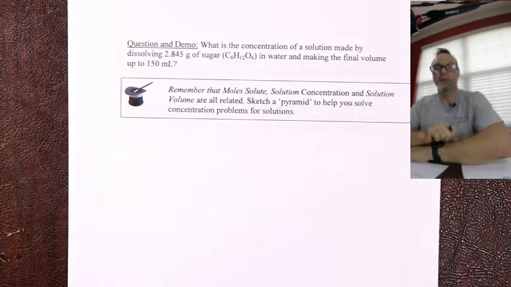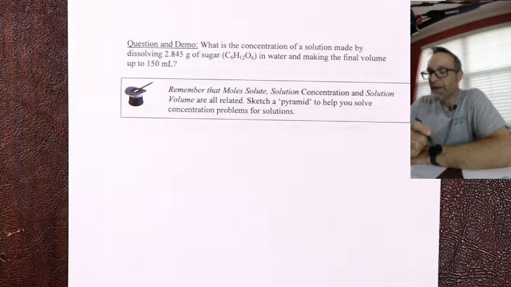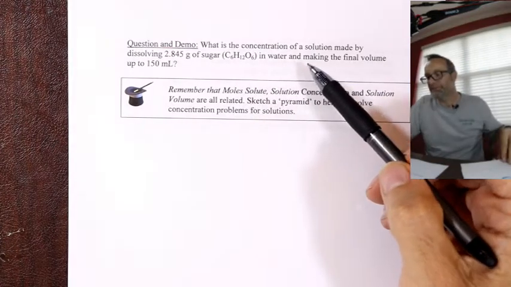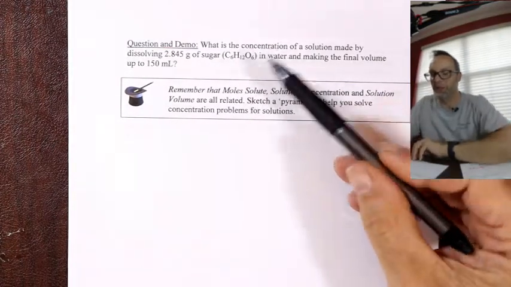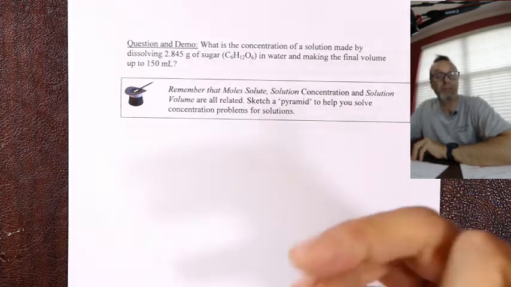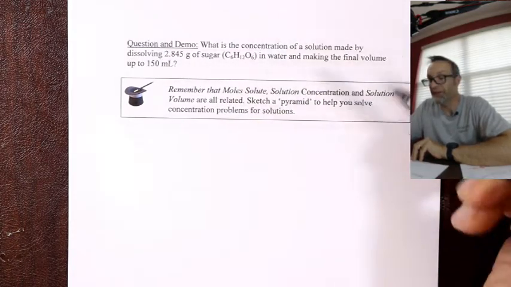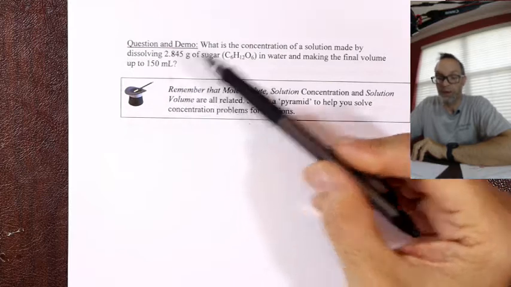Okay, but we've got to do a thought experiment here. What's the concentration of a solution made by dissolving 2.845 grams of sugar, so that's one of those little packs of sugar, and making the final volume 150 milliliters?